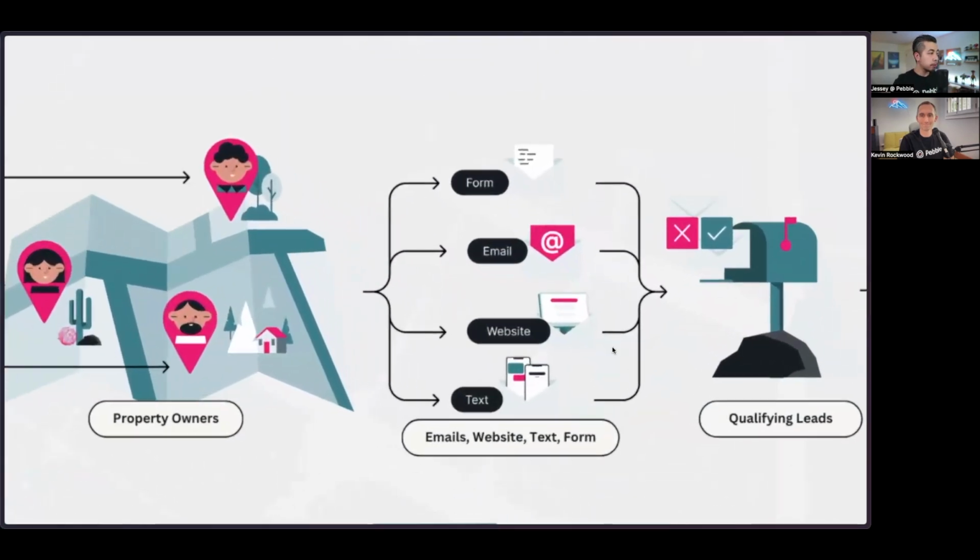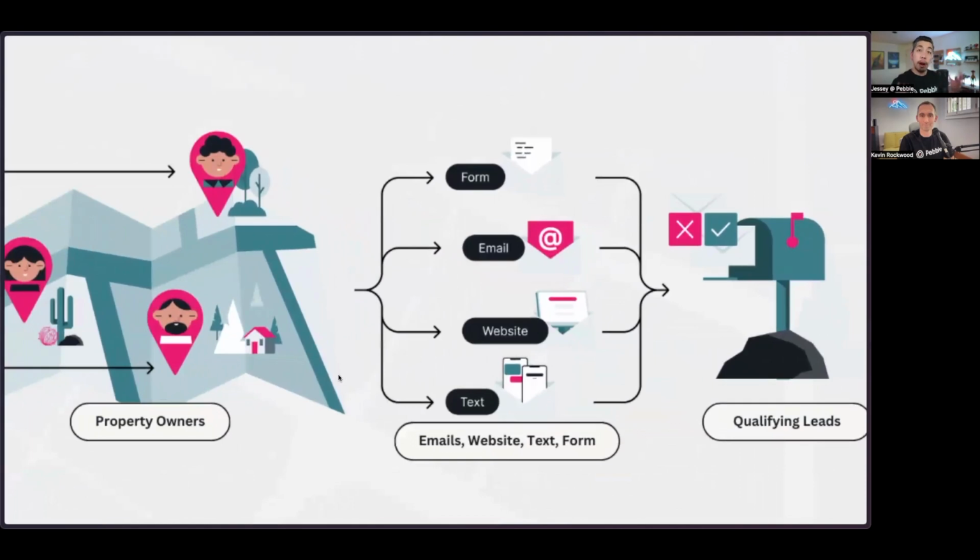Those leads, those property owners, are going to reach back out to you. Maybe on your letter, you told them to send you an email, go to your website, or email you, or text you, or call you, or fill out a website form, whatever it is. That's all going to come into you. Those are now what we call leads, because now they're interested in working with you.